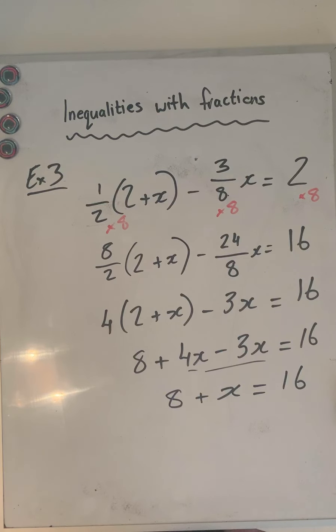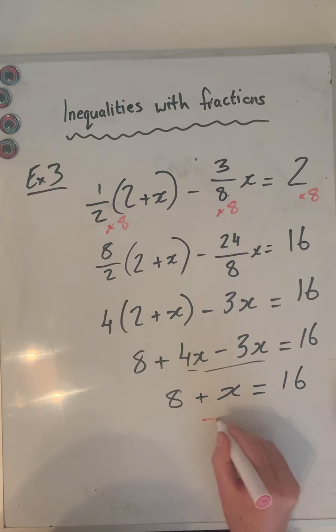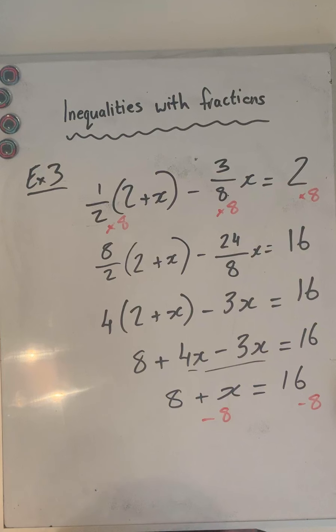If I just want to get x on its own here, what am I going to do? I'm going to subtract 8 from both sides. Okay, so if I subtract 8 from both sides to get rid of that one here, I would have x is equal to 16 minus 8, which is 8.